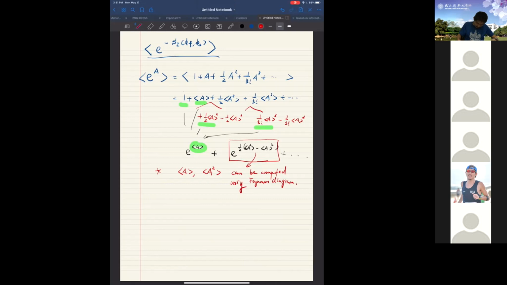Sorry, I'm writing things wrong. These terms are in the exponential, so it must be multiplied. Okay, so as a result, that indicates this object we want to compute is nothing but evaluate the interaction part and then exponentiate it, plus the same thing squared, and then the exponential value squared term, plus and so on. So the task now is to evaluate this object.